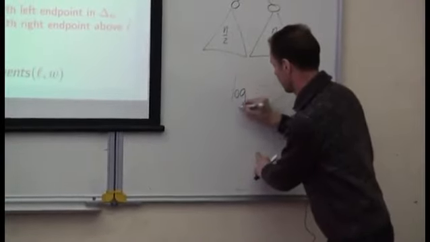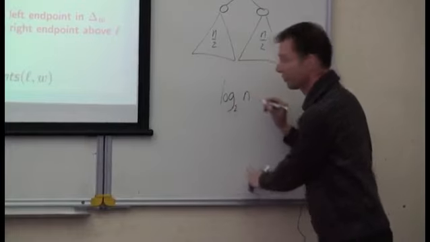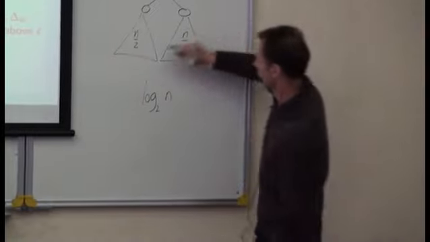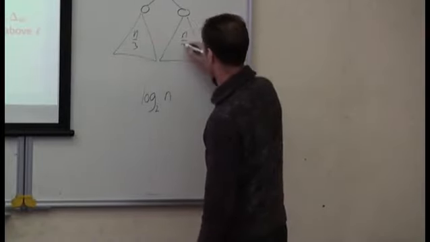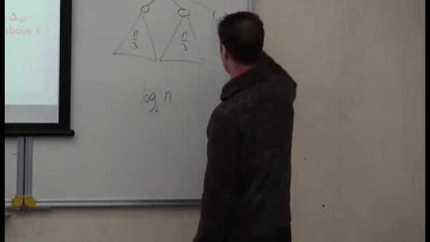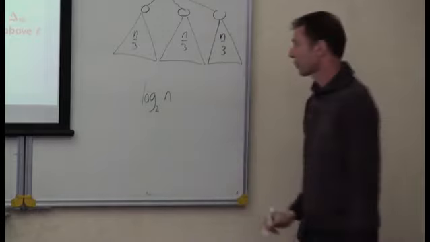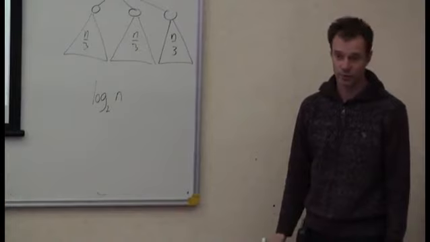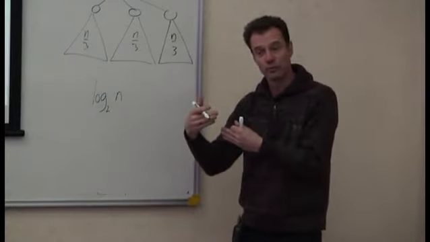It's going to be log base 2 of n. If I would have base 3, what's the depth? Base 3, so it becomes a little bit smaller.